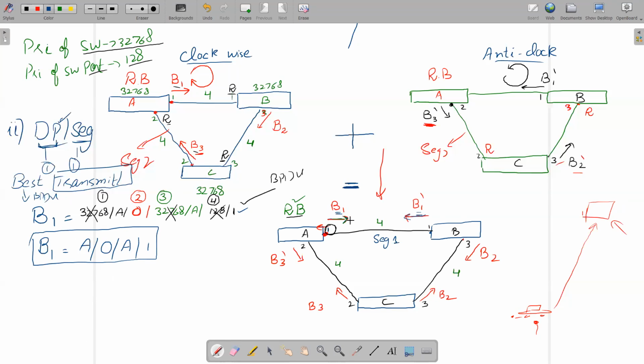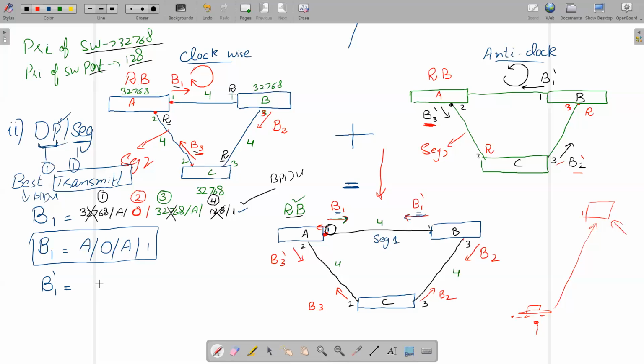But we have simply written B1. We didn't write B1 dash. Now it's time to write B1 dash. Now this is interesting. Okay, guys, tell me the first field. What should I write? The MAC address.